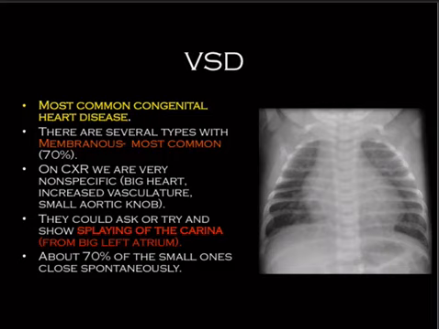So there are different types of VSDs. The membranous one is the one I remember is the most common. Chest x-ray stuff is non-specific. You can end up with a big left atrium, in which case you would see the big left atrial stuff like splaying of the carina, etc. Most of these are going to close spontaneously.